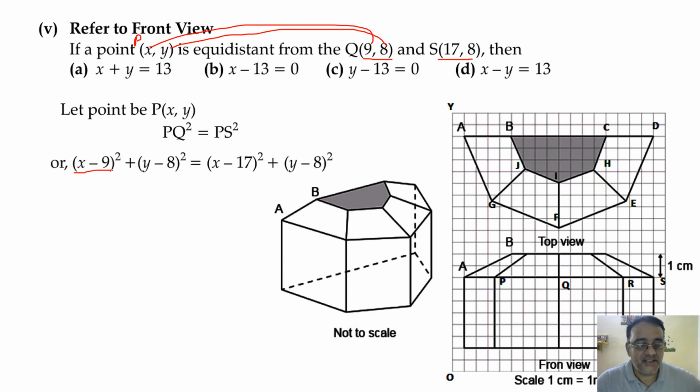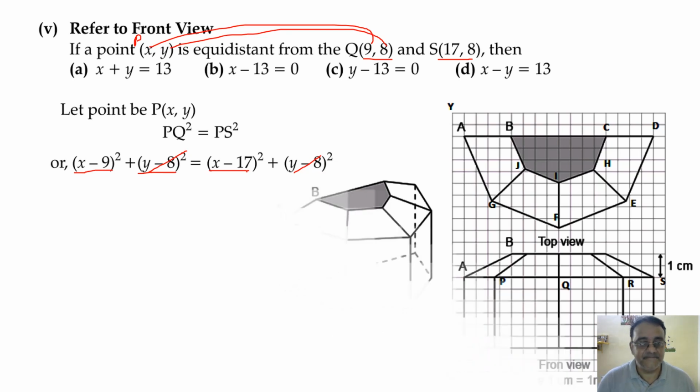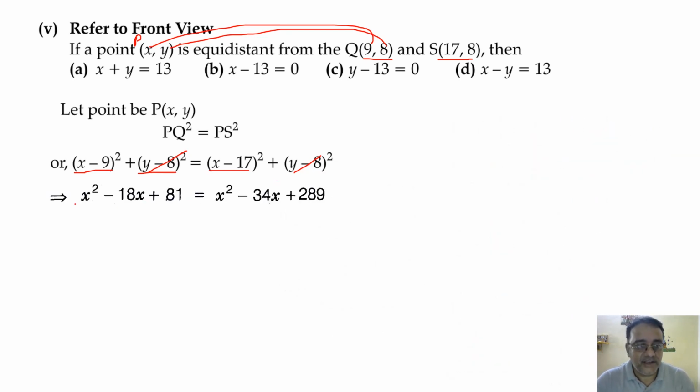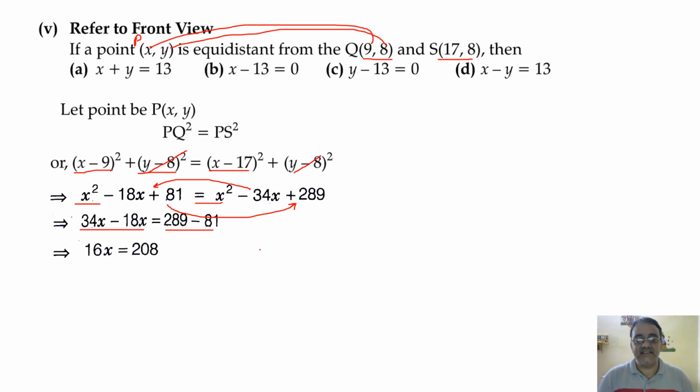ठीक है, तो ये हो जाएगा x square minus 18x plus 81, y square minus... नहीं, ये दोनों we can eliminate these two. x square minus 34x plus 289. Okay, so x square also we can eliminate. Now shift minus 34x to this side, it will become plus 34x, and 81 to this side, it will become minus 81. So this is 16x and this is 208. So 208 by 16 is 13. So x minus 13 is equal to 0. Option B. Right? So now we are moving toward the next question.